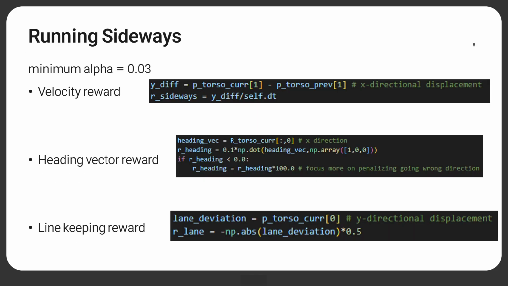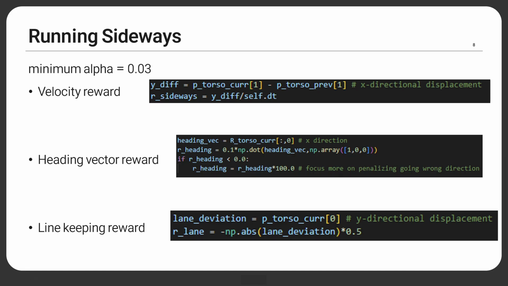The last task was running sideways. For the extra setting, I set a minimum alpha of 0.03, which makes extra exploration opportunity. And in this task, I use 5 reward functions.